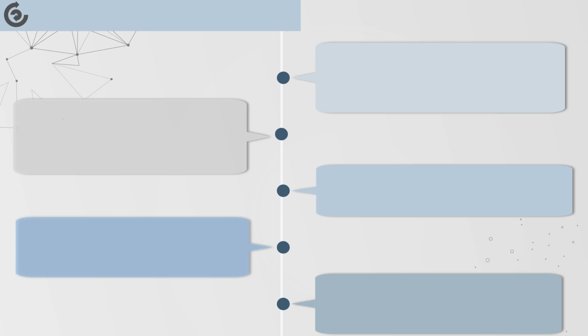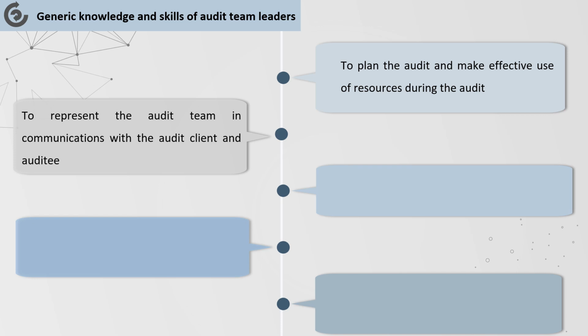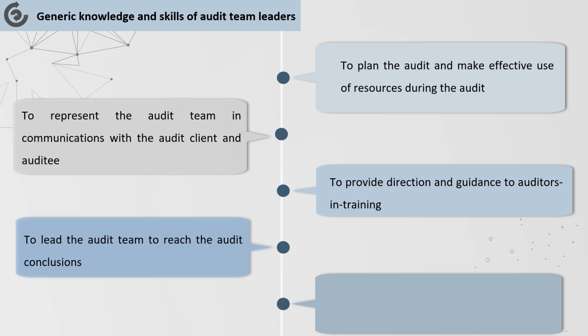Besides that, especially for the audit team leaders, they are required to have broader generic knowledge and skills, such as to plan the audit and make effective use of resources during the audit, and to represent the audit team in communications with the audit client and auditee, and to provide direction and guidance to auditors in training, and to lead the team to reach the audit conclusions, and finally, to prevent and resolve conflicts between team members and clients.